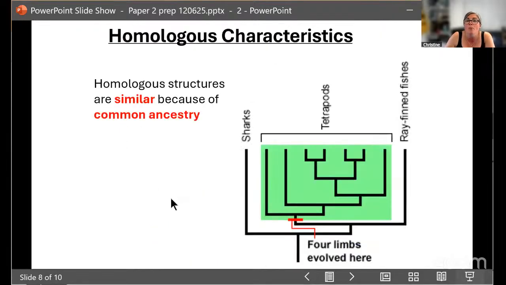Then when we look at the homologous structures, in this example, I've got 4 limbs that have evolved at this point here. These are called tetrapods. So we know that the 4-limbed individuals all had to have evolved from a common ancestor. There've been lots of speciation events that have resulted in changes, but they all had to evolve from a common ancestor. That common ancestor was the one which evolved having 4 limbs. So that's where we'd be talking about homologous structures, similar because of that common ancestry.